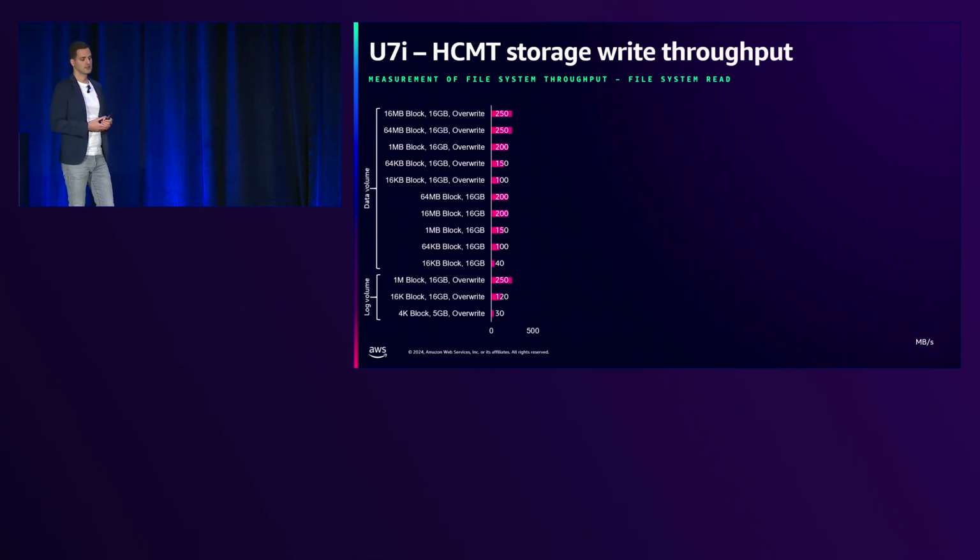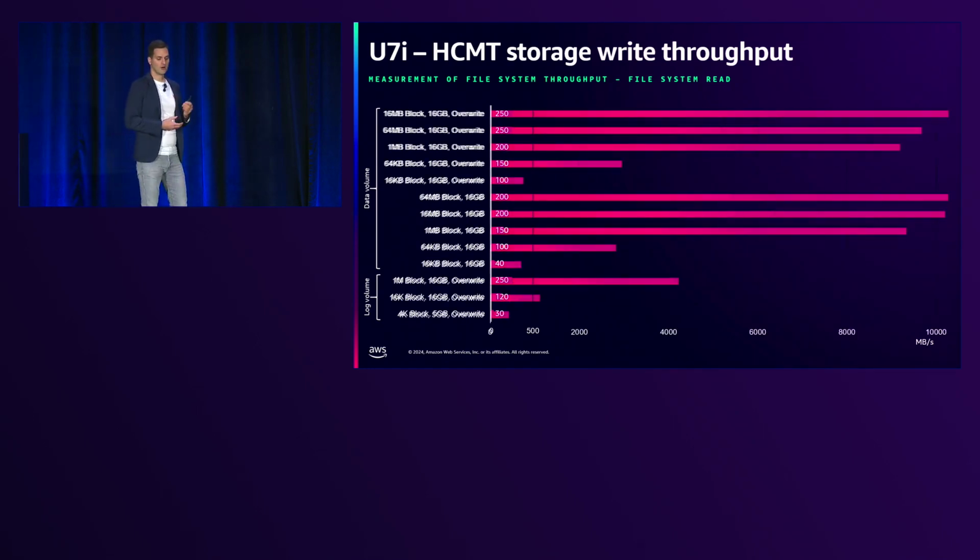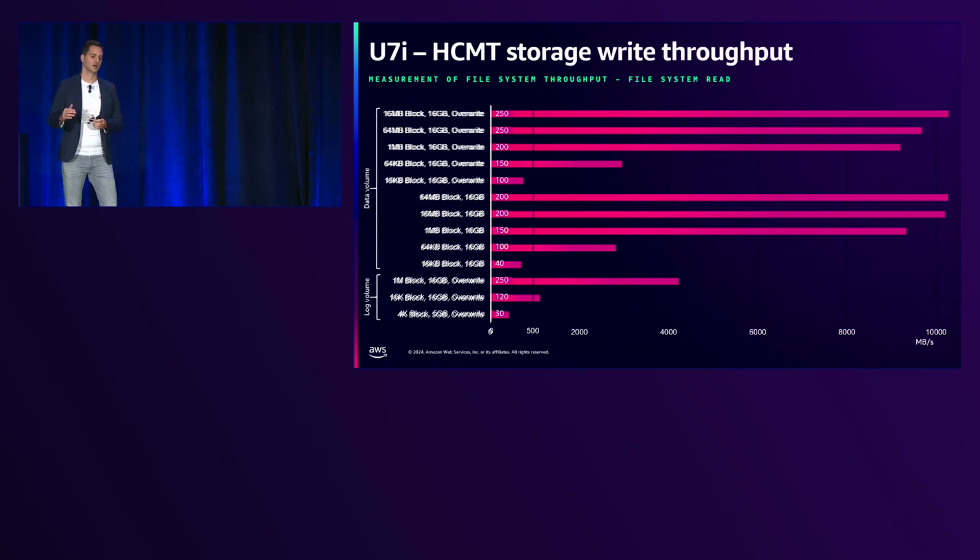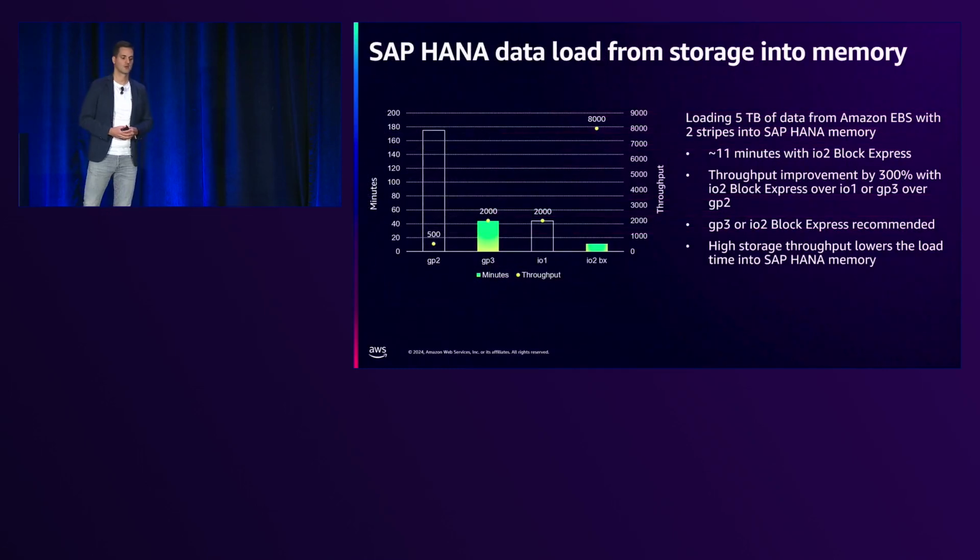The KPI is 250 megabytes per second. In our test, we achieve more than 10 gigabytes per second. So we are, again, not just meeting here the bar, but we are really going over multiple times the value to achieve good performance for your workloads. So why does it matter, right?